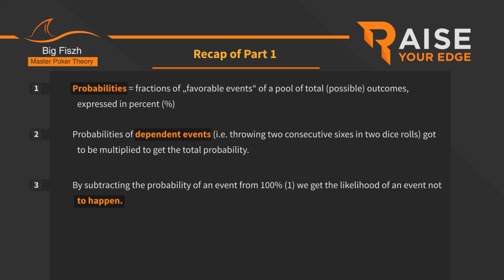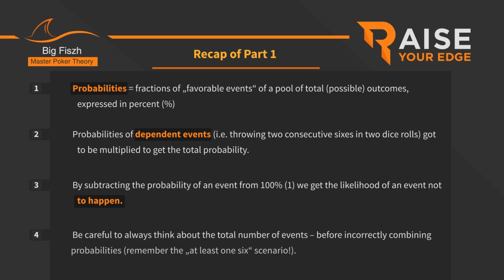As easy, and maybe even senseless, as that sounds, it will get severely important, so keep that in mind. Last but not least, don't ever again fall for the trap to incorrectly combine probabilities that don't belong together. You remember the example where I asked you for the likelihood to hit at least one 6.